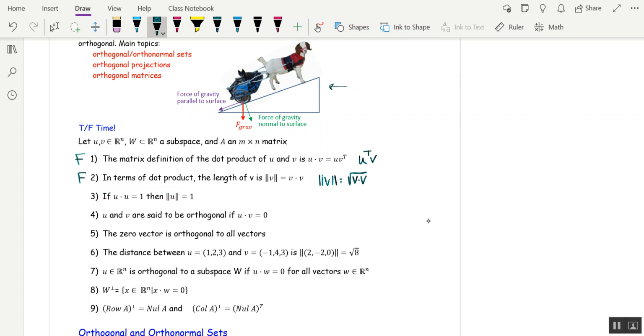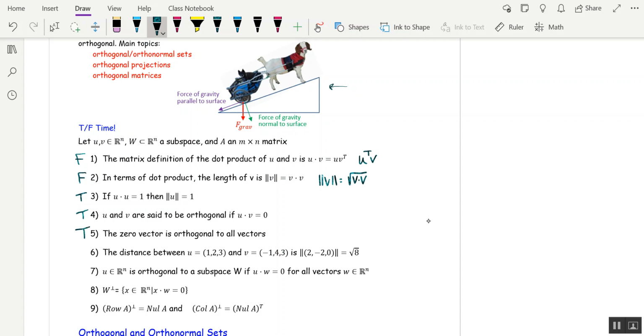Number 3 is true. If U dot U is 1, then the square root of 1 is 1, so this is true. Number 4 is true. That's the definition of orthogonal. Number 5 is true because if you dot the 0 vector with any vector, you're going to get 0, so the 0 vector is orthogonal to all other vectors.